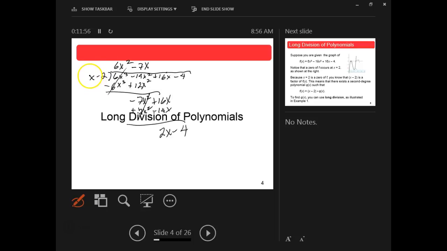And then you divide. X into 2x is plus 2 times. Very good. And then you multiply, and that gives you 2x minus 4. Ding, ding, ding. We have an exact factorization, which we should. If x equals 2 was a 0, x minus 2 had better be a factor. This shows with a 0 remainder it was a factor.